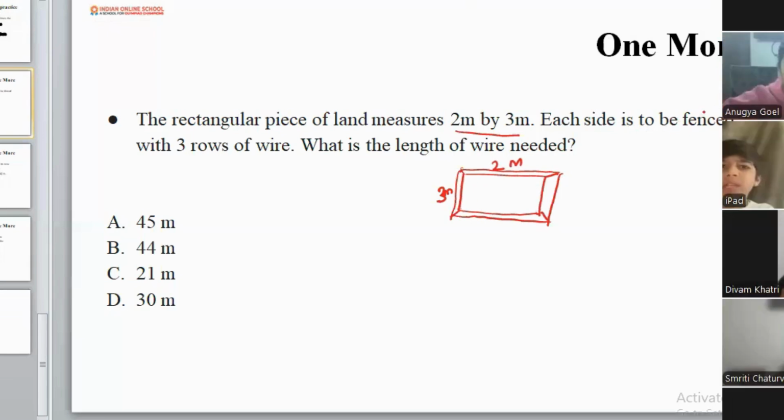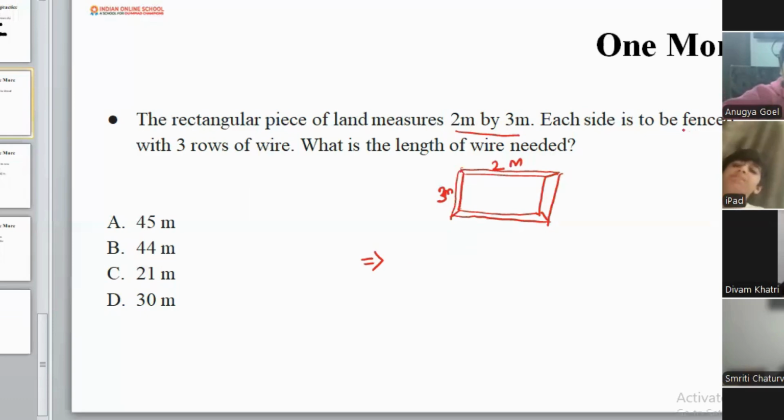Ma'am, 30 meters. Are you sure? Yes, ma'am. Okay, how are we going to figure it out? Ma'am, 30 meters, because if we take out one round of the wire, it will be 10, and if there are 3 rows of wire, it will be 30.